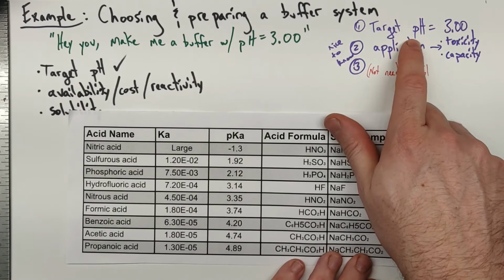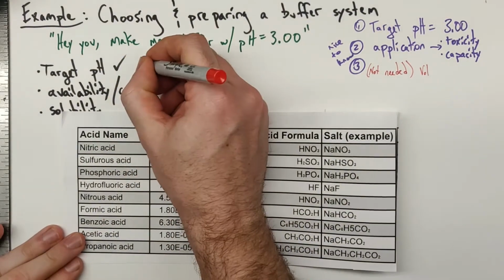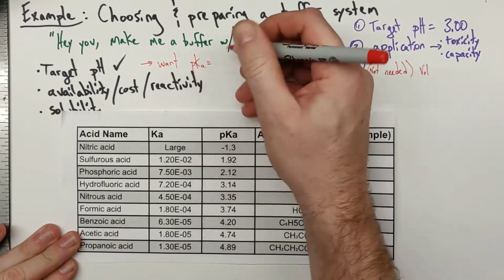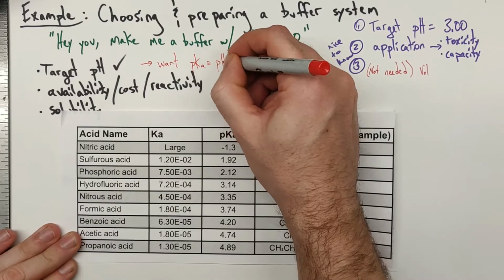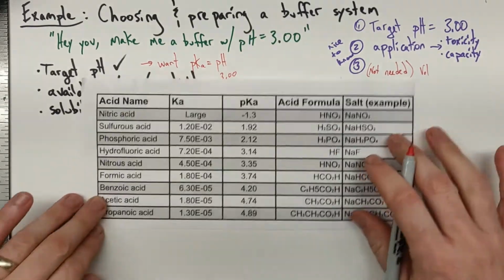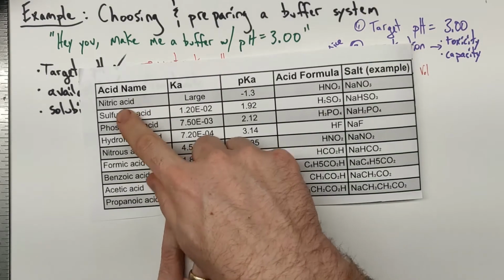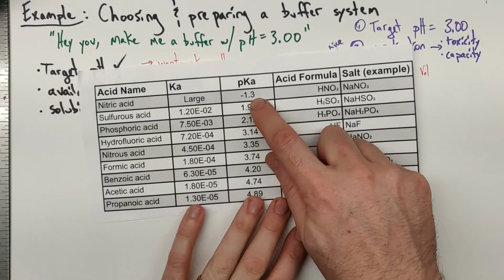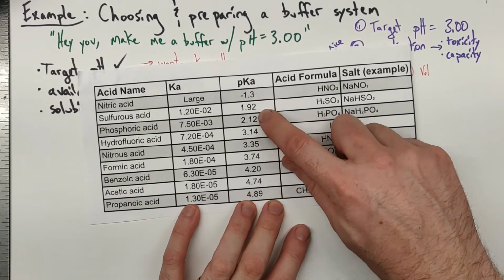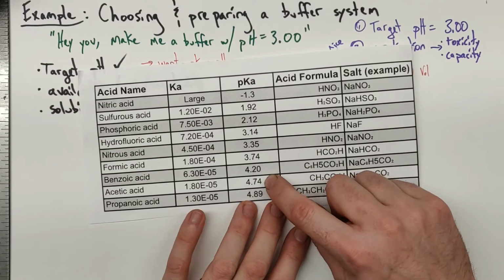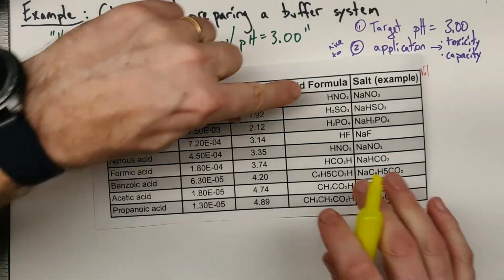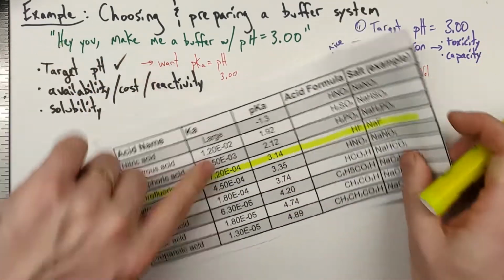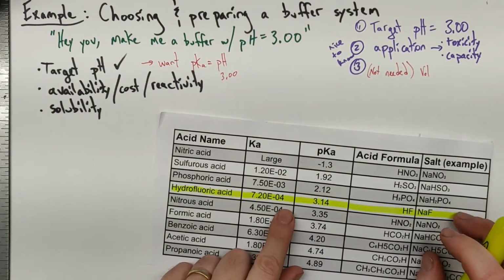I have a target pH of 3. Our goal is going to be to find some acid where the pKa is equal to or close to the pH, which in this case is 3.00. So let's look at this list. Nitric acid, it's a strong acid, not a good buffer at all because you need a weak acid. The pKa is not even close anyway. Not close, not close, that's not bad, and then we're getting a little worse and a little worse and a little worse. So not knowing anything else, I'd probably try to grab this HF system. All right, target pH, it matches very well.